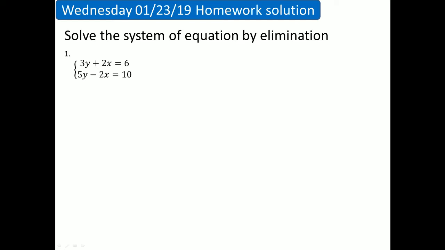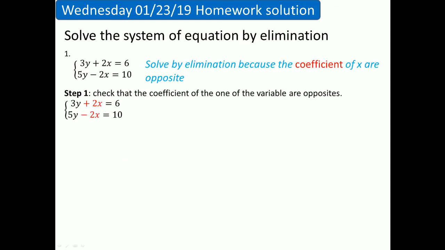It says to solve the system of equations by elimination. So, we're going to solve by elimination because the coefficients of x are opposite. What do I mean by that? Look at step 1. Check that the coefficient of one of the variables are opposite.